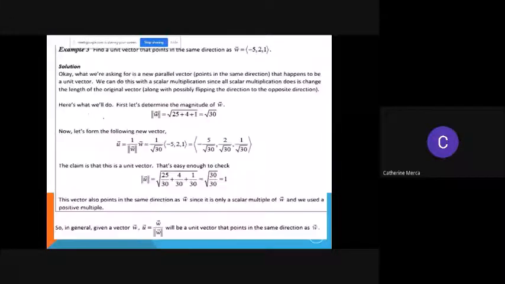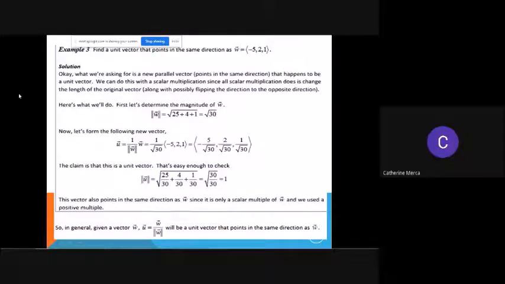Find a unit vector that points in the same direction as the vector W. Again, you're asked to find a unit vector. If it's a unit vector, then its magnitude should be equal to 1. You remember that? Earlier, we said that it is a unit vector if its magnitude is equal to 1. So how are we going to find a unit vector that points in the same direction as the vector negative 5, 2, 1?